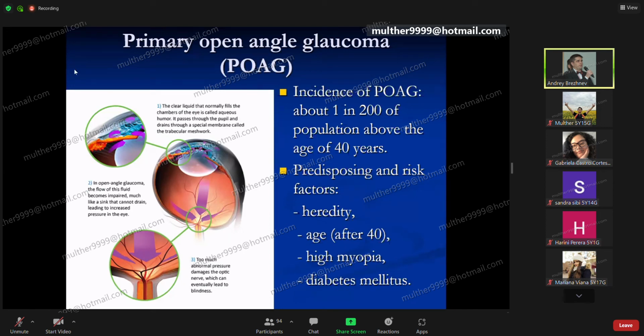The approximate risk of getting the disease in siblings is about 10%. Age: the risk increases with increasing age. Primary open-angle glaucoma is more common in the elderly, after 40. High myopia and diabetes mellitus are also risk factors of primary open-angle glaucoma. The incidence of this type of glaucoma varies in different populations. In general, it affects about 1 in 200 of the population above the age of 40 years.